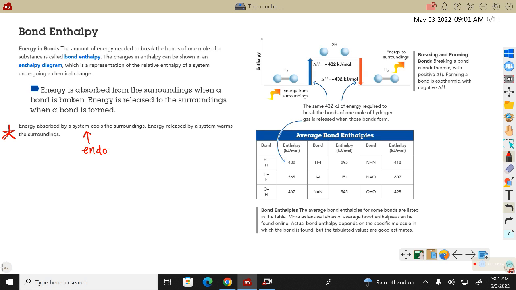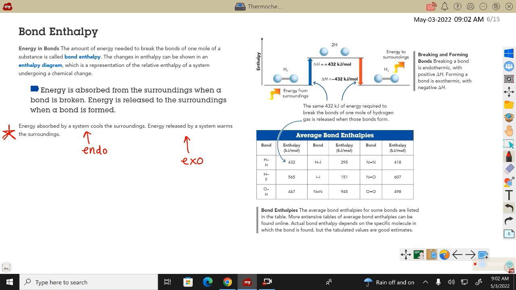Or is energy overall released? If there's a release in energy, the reaction is exothermic. Energy is released by the system, by the reaction, to warm the surroundings. We can calculate the amount of heat exchanged in a chemical reaction, which is important sometimes. But often qualitatively, I might just want to know, is it endothermic or exothermic?